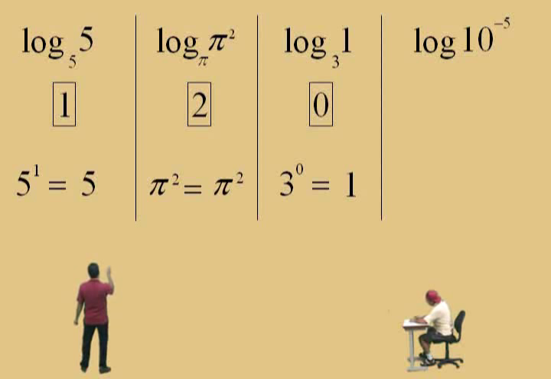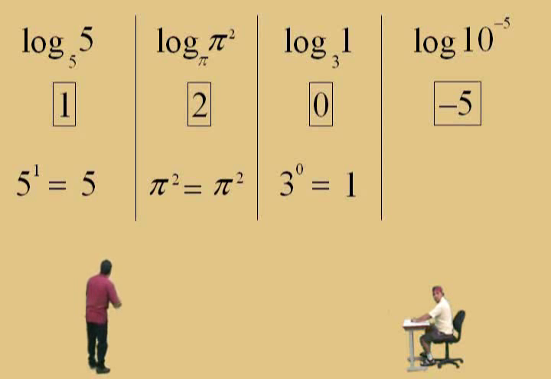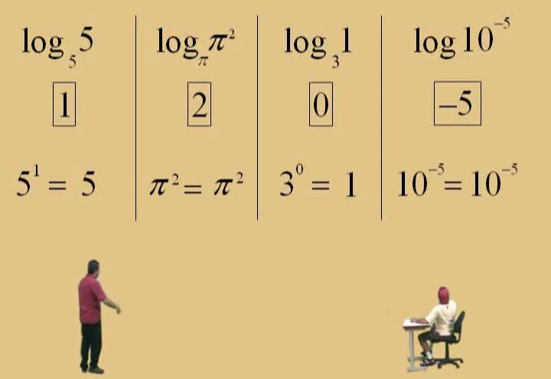Now, log of 10 to the negative fifth, that's right. What's our base with that logarithm, Charlie? 10. It's 10, that's right. And so, what do you raise 10 to the power of to get 10 raised to the negative 5? Negative 5? That's it. It's because 10 to the negative 5 is obviously equal to 10 to the negative 5.